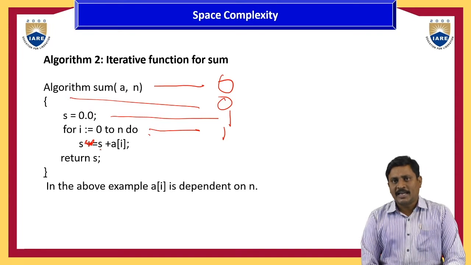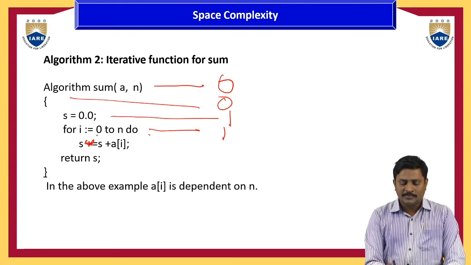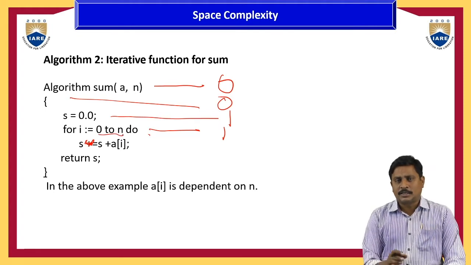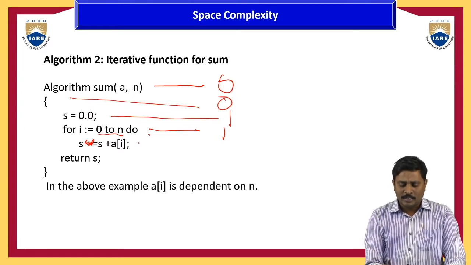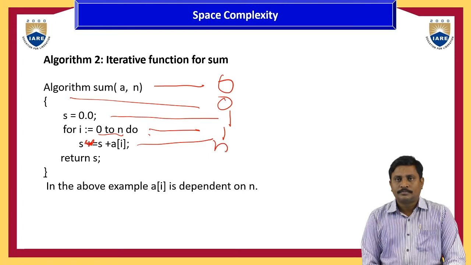But s equal to s plus a of i repeats depending on the for loop. In this for loop, 0 to n is there. That means the statement s equal to s plus a of i repeats n times. So n times it stores the value, and it takes n step counts.